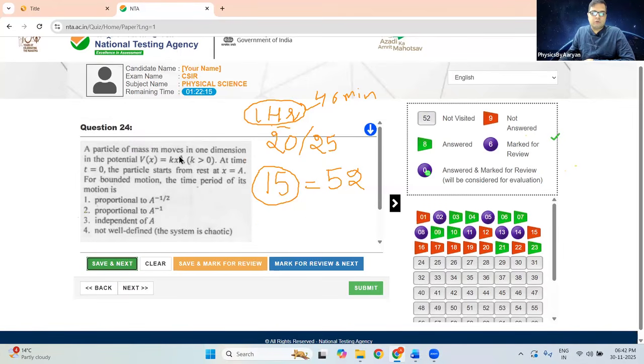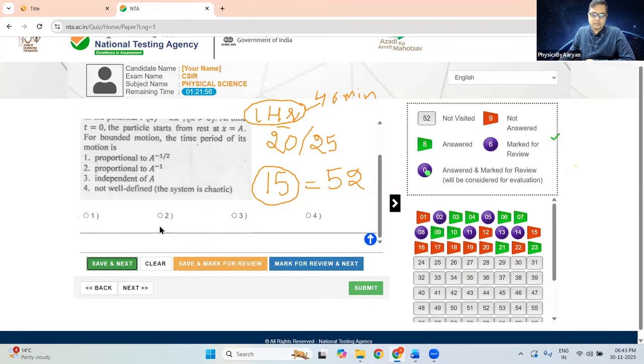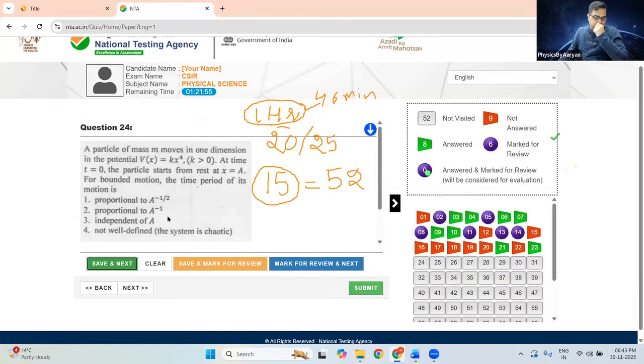Now this is from oscillations, time period. From the potential you find the force, you make it equal to mv square by r, and from there you go into the time period. If you have solved the PYQs I have given in basic mechanics, this is one of the very repeated questions.